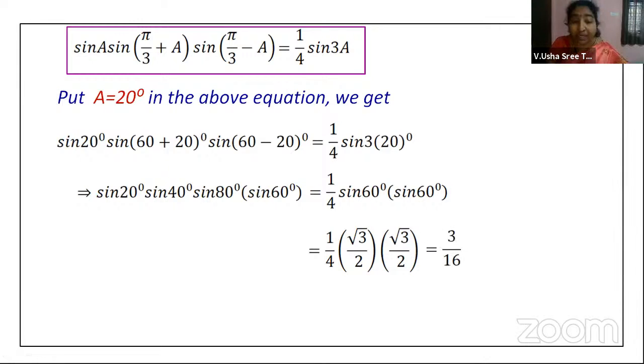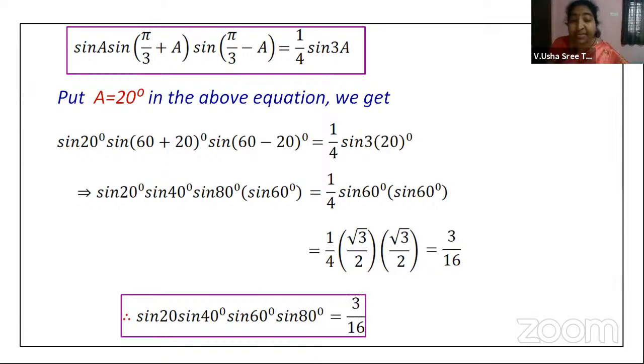Therefore, we can conclude that sine 20, sine 40, sine 60 and sine 80 degrees is equal to 3 by 16. Now, if you observe in this deducing part, did we prove it in the literal sense, like how we proved the statement? No. We made use of the proof we have taken in the first part of the problem and we tried to deduce it. Right. We'll look into another concept.